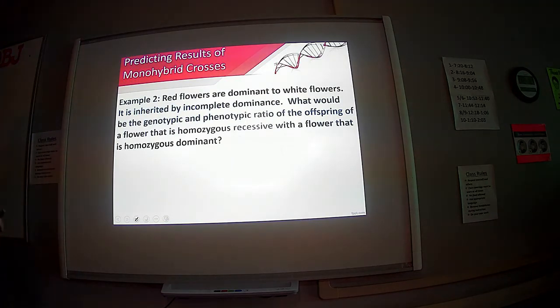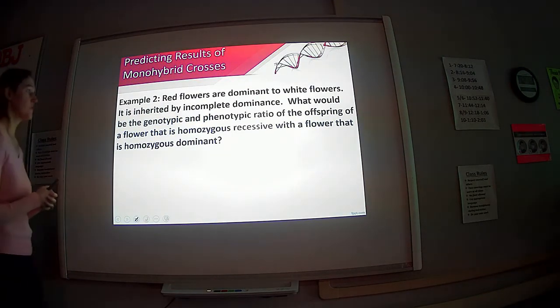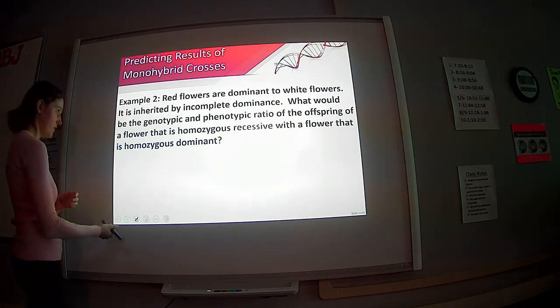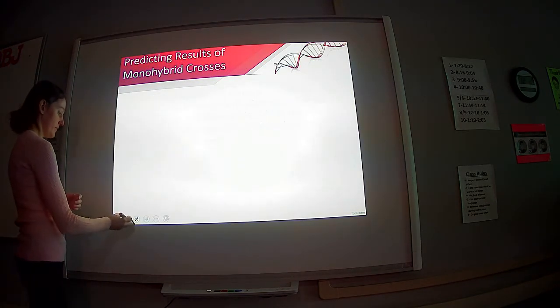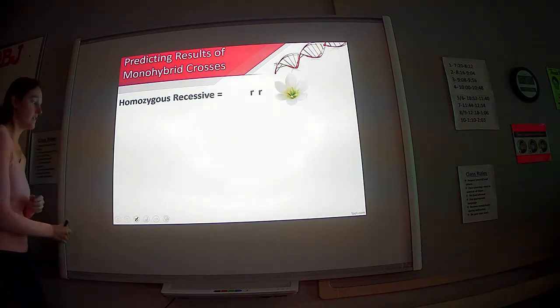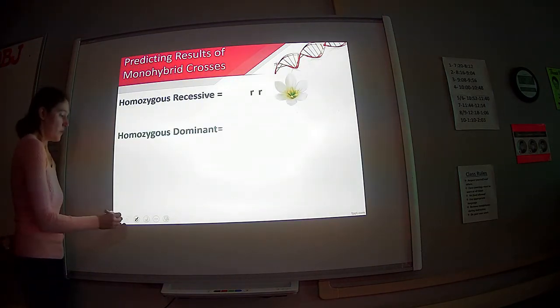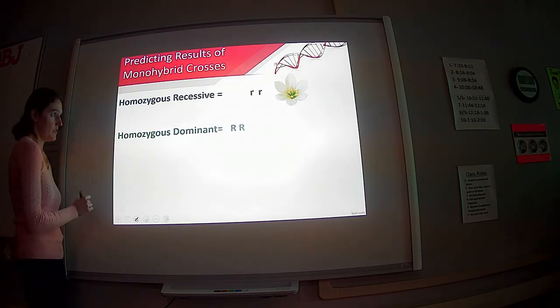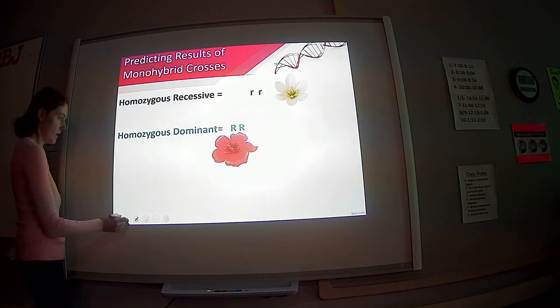Second example, red flowers are dominant to white flowers. It is inherited by incomplete dominance. What would be the genotypic and phenotypic ratio of the offspring of a flower that is homozygous recessive with a flower that is homozygous dominant? Okay, so homozygous recessive is going to be 2 little ones. That's going to give us a white flower. Homozygous dominant is going to be 2 capital letters. That's going to give us a red flower.